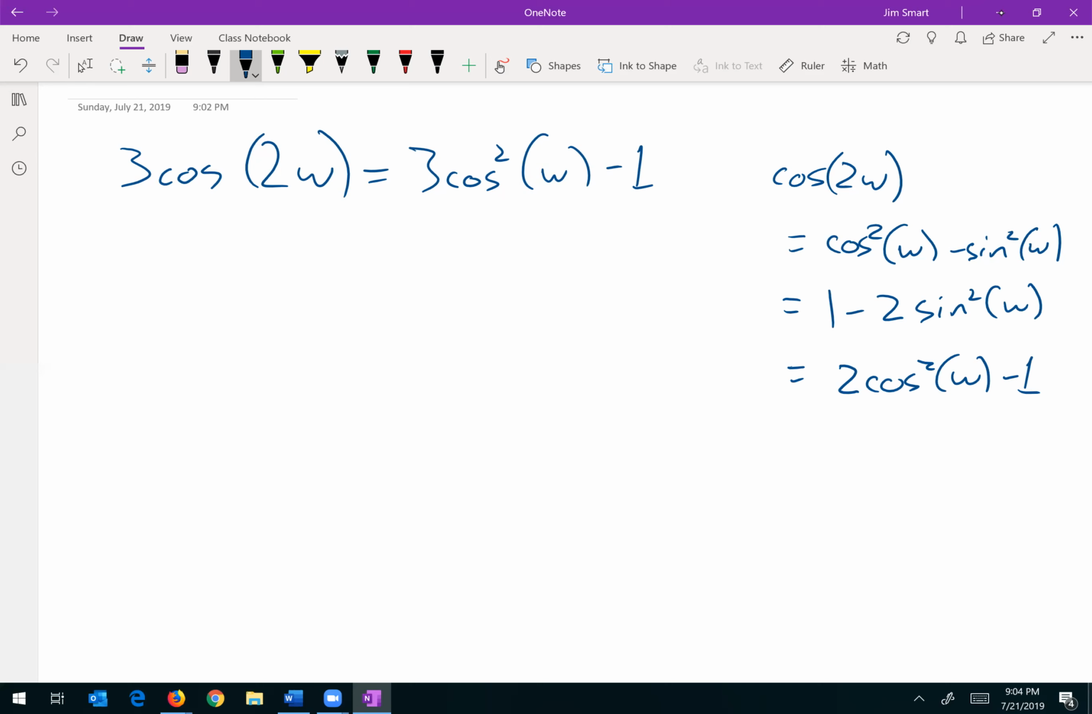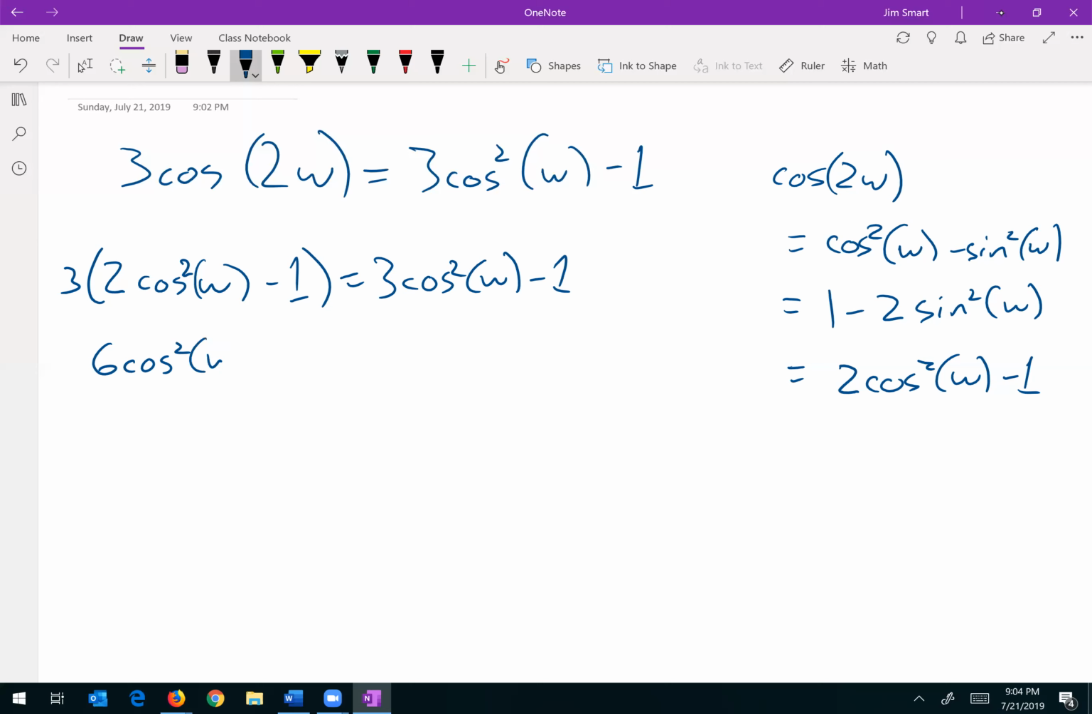So I'm going to write, I still have the 3, and then I'm going to put that identity in parentheses. So that's 3 times 2 cosine squared w minus 1, and equals 3 cosine squared w minus 1. All right, now let's distribute that 3 through. So that just gives us 6 cosine squared w minus 3 equals 3 cosine squared w minus 1.